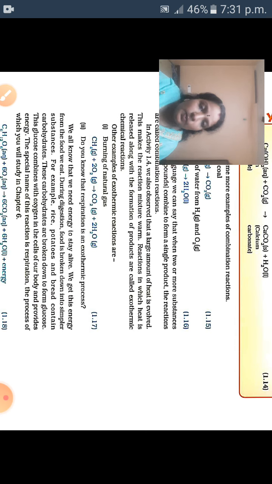Then, an exothermic process means that when in a chemical reaction there is a release of energy or heat, that reaction is known as an exothermic reaction or exothermic process. Also remember that calcium oxide is known as quicklime. CaO is known as quicklime. Calcium hydroxide, Ca(OH)2, we read as calcium hydroxide. This calcium hydroxide is also known as slaked lime.